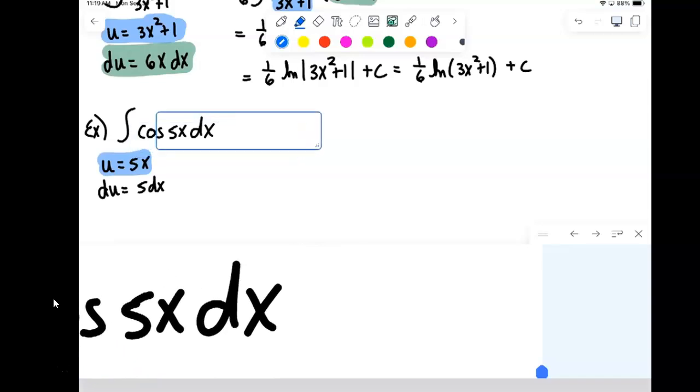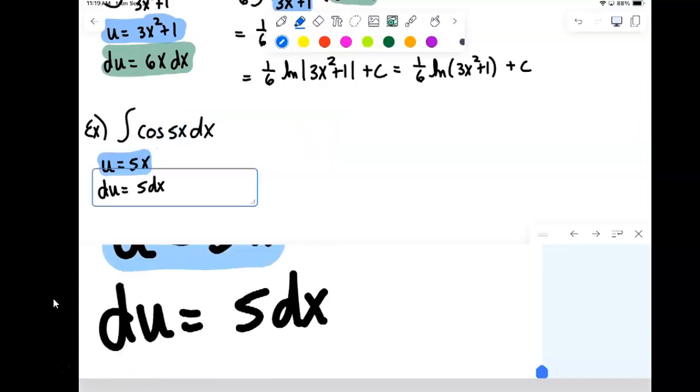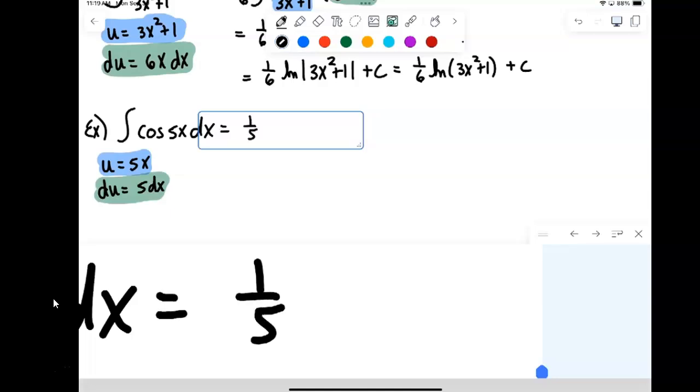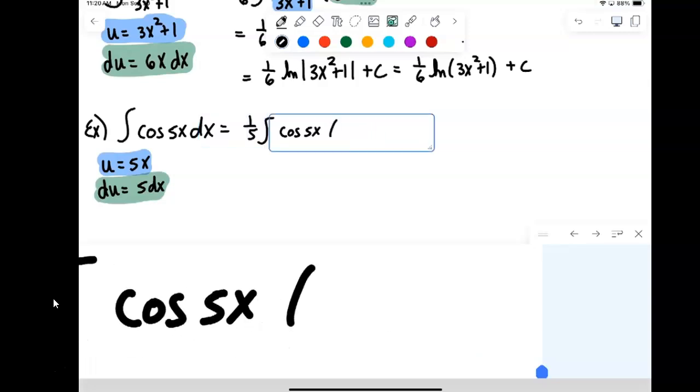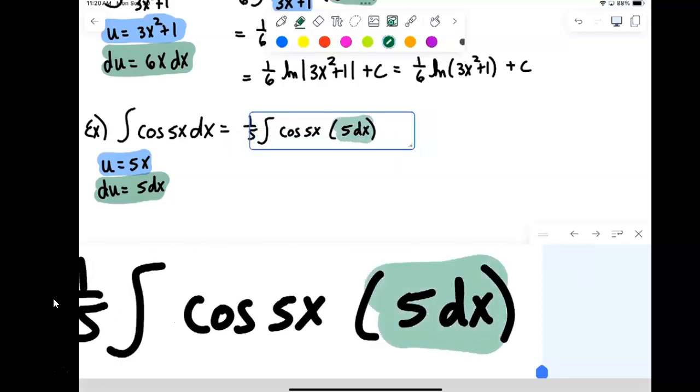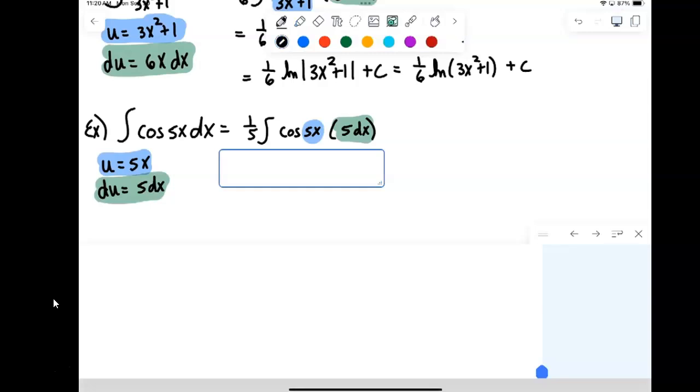But what I'm missing is what I need to have for du. I need to have a 5 there. So that will carry through. So since I'm only missing the number, that's good. We can divide by it on the outside, cosine 5x, and multiply by 5 on the inside. So that now everything is ready to go to change over. All right, we have our u and we have our du. So we can change over to u.